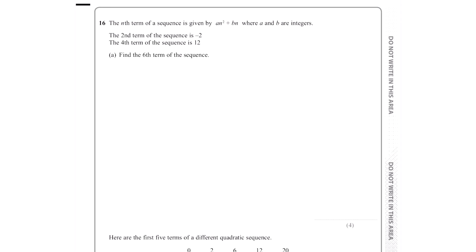So if I was to write that out, n, so the second and the fourth, and they want me to find the sixth. They've told me the second one is -2, and the fourth one is 12, and the sixth one is what I'm trying to find. Okay, and they've told me that's the formula they've used to figure it out.